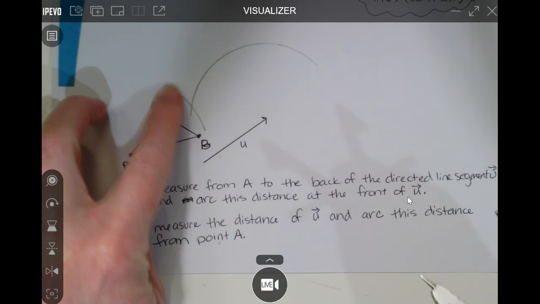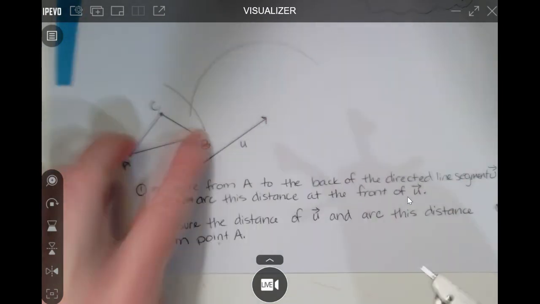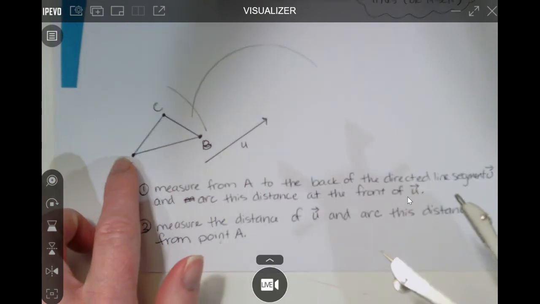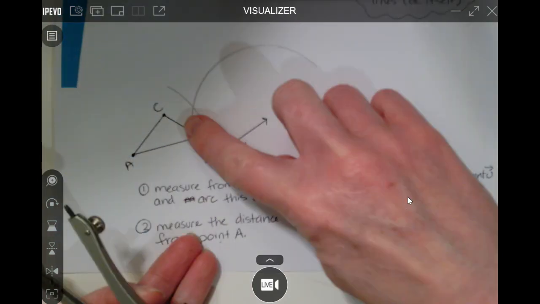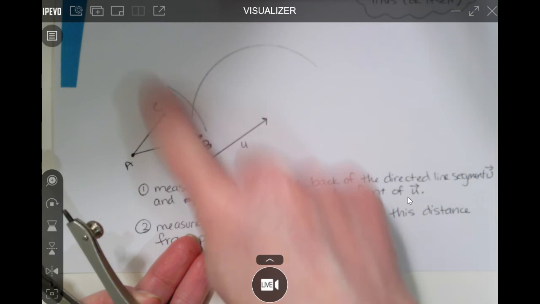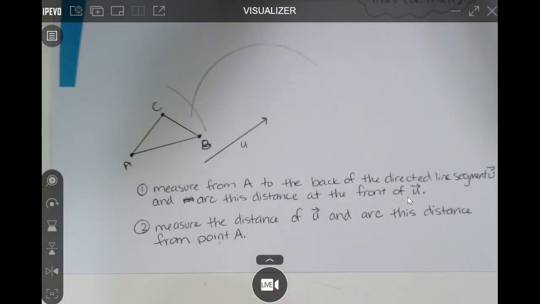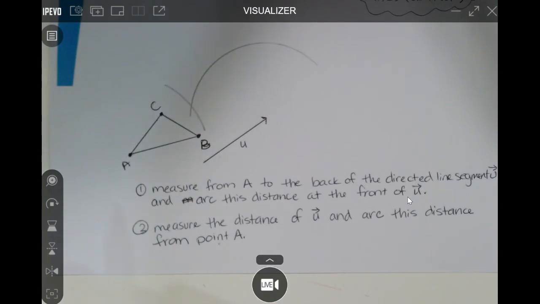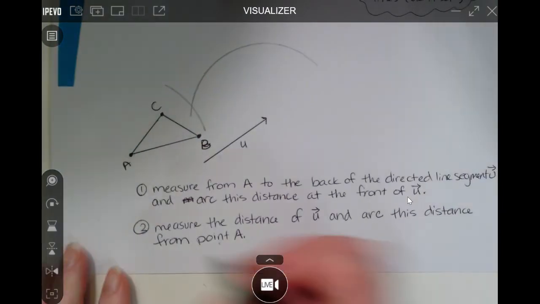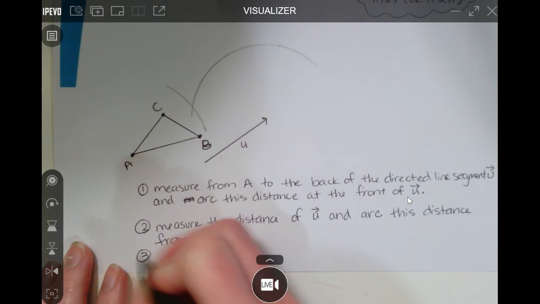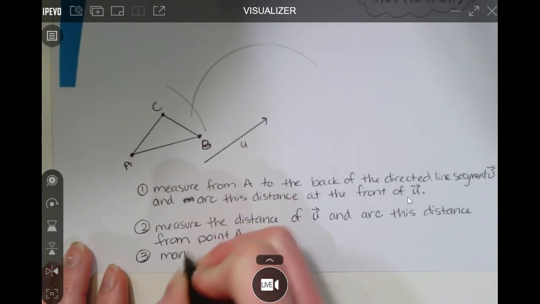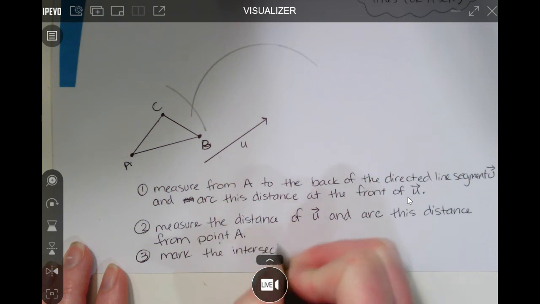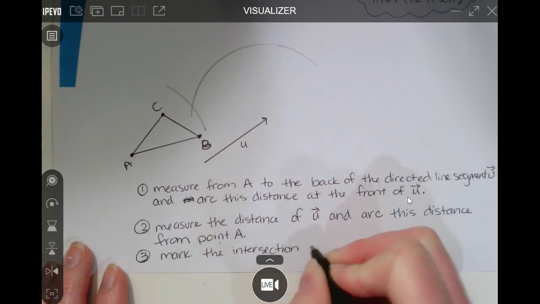Every single point on this arc is U units away from A. Where my direction arc and this new distance arc, because my directed line segment U has distance and direction, where these two arcs intersect is A prime. Mark the intersection of the arcs.